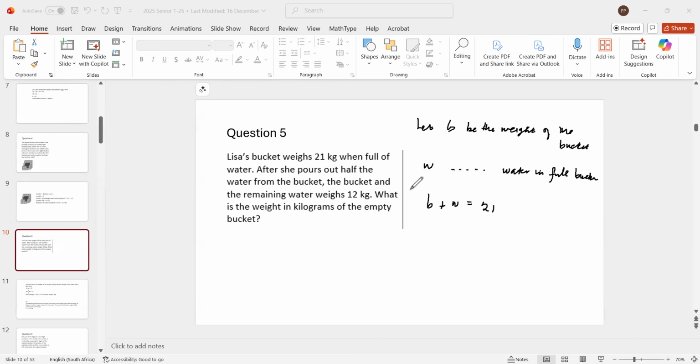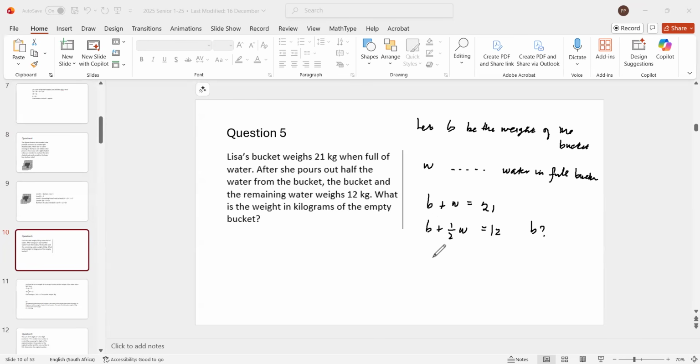So if you pour out half the water, the bucket is still there, but the water has been reduced to half of its original amount, and the weight now is 12 kgs, right? And the question is, what is the weight of the empty bucket? So you need to calculate the bucket. To do that, you have to eliminate the water. So how do you do that?